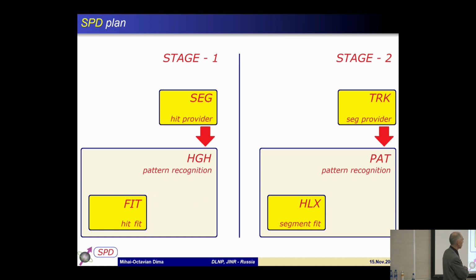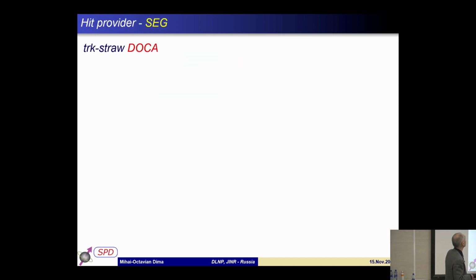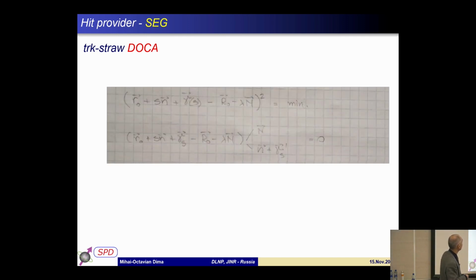If you want a fit that gives you the segments, you have to have a hit provider. And since this thing here waits for somebody to give it a set of points, of hits, you have to have a pattern recognition. And the same on the other side. So that's how a simple problem becomes a complex problem. Okay, so the segment, the hit provider.